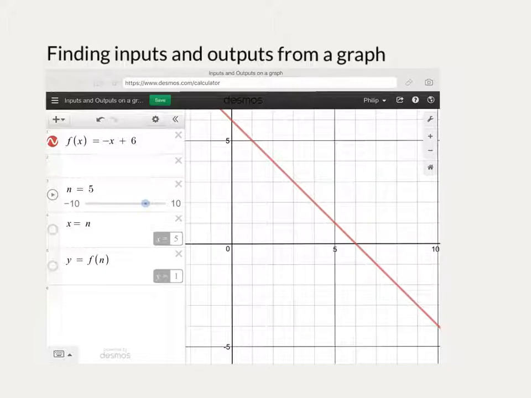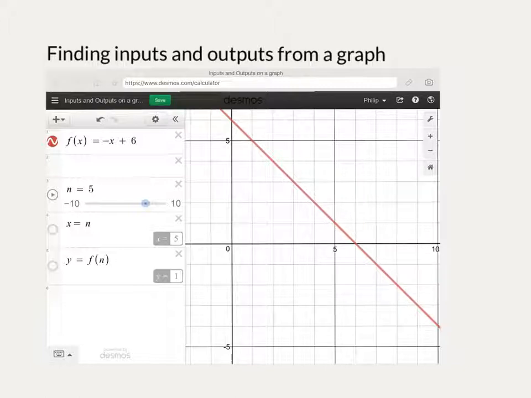So you could imagine this as two things. This would be a graph on a piece of paper where we don't have Desmos and you have to find information from it. But also I'm going to show you some of the Desmos functionality. All right, so suppose we have our function f of x is negative x plus 6. Now if I plug this into Desmos, it's going to give me the graph, which is the red line.